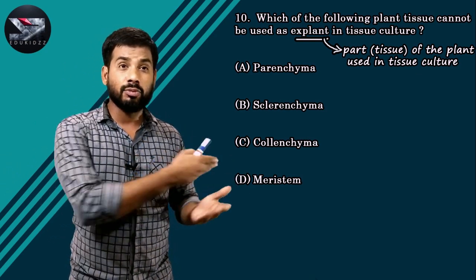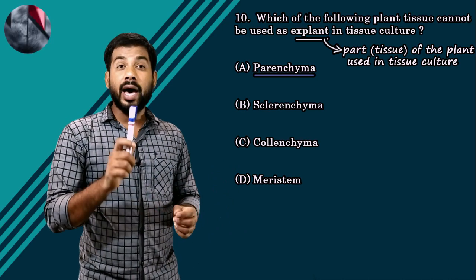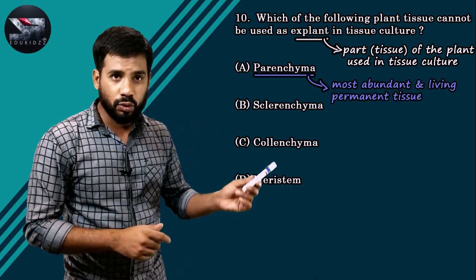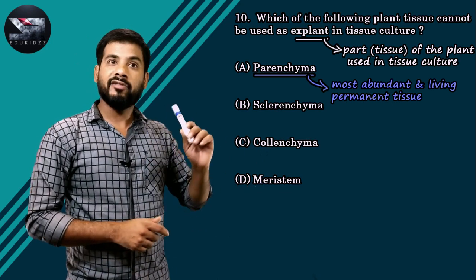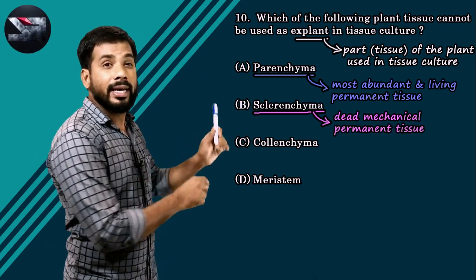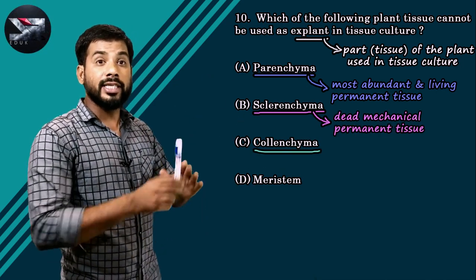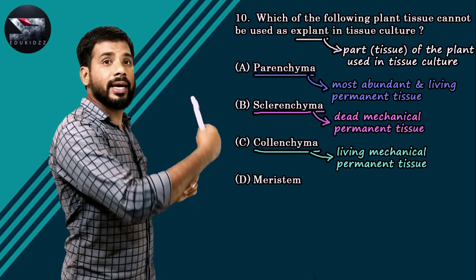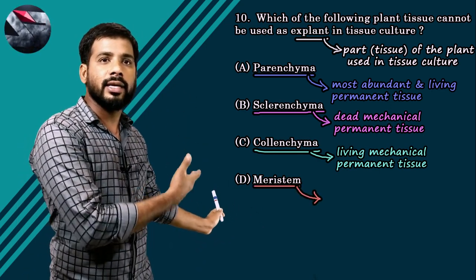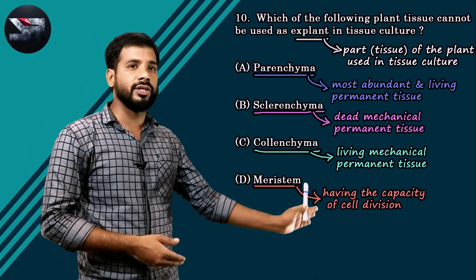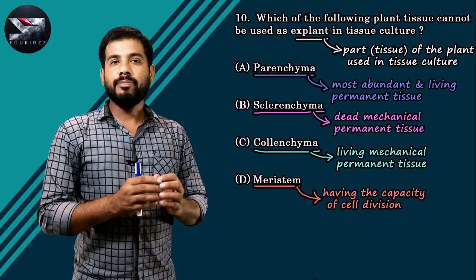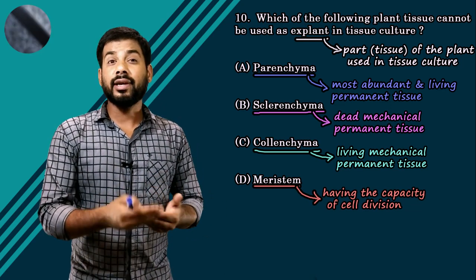First let us move on to the options. Option A, parenchyma, is the most abundant living permanent tissue. Option B, sclerenchyma, is the dead mechanical permanent tissue. Collenchyma is the living mechanical permanent tissue. And the final one, meristem, the name itself indicates cells that have the capacity of cell division. So the meristem, collenchyma, and parenchyma can be used.